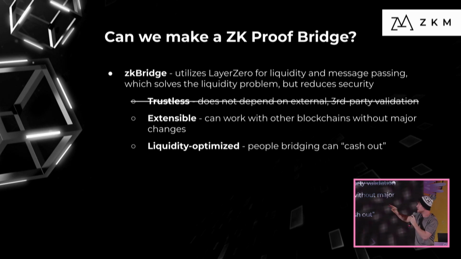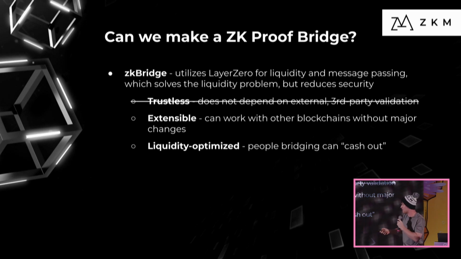For example, ZK Bridge utilizes layer 0 for liquidity and message passing. So they essentially focused on wanting people to be able to use their network and reliably bridge between it. And I want people to also have a great user experience because there's actually money in the system where I can bridge to different networks. So in their solution, they focused on extensibility because layer 0 is implemented across different types of solutions, as well as liquidity optimization.